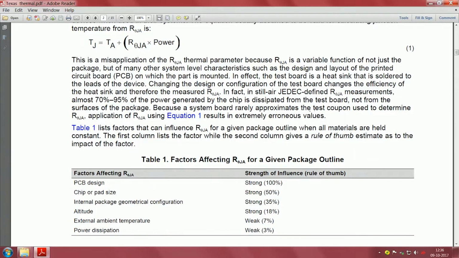And then here is what I would like to point out. System board rarely approximate the test coupon used to determine so on. So, test coupon is somewhere in the small print given here, while the word infinite is not used, impractically large areas are used. This is where it is said when you go to Golden Dragon, that LED mounting and all that, GD, I think it is by Osram.